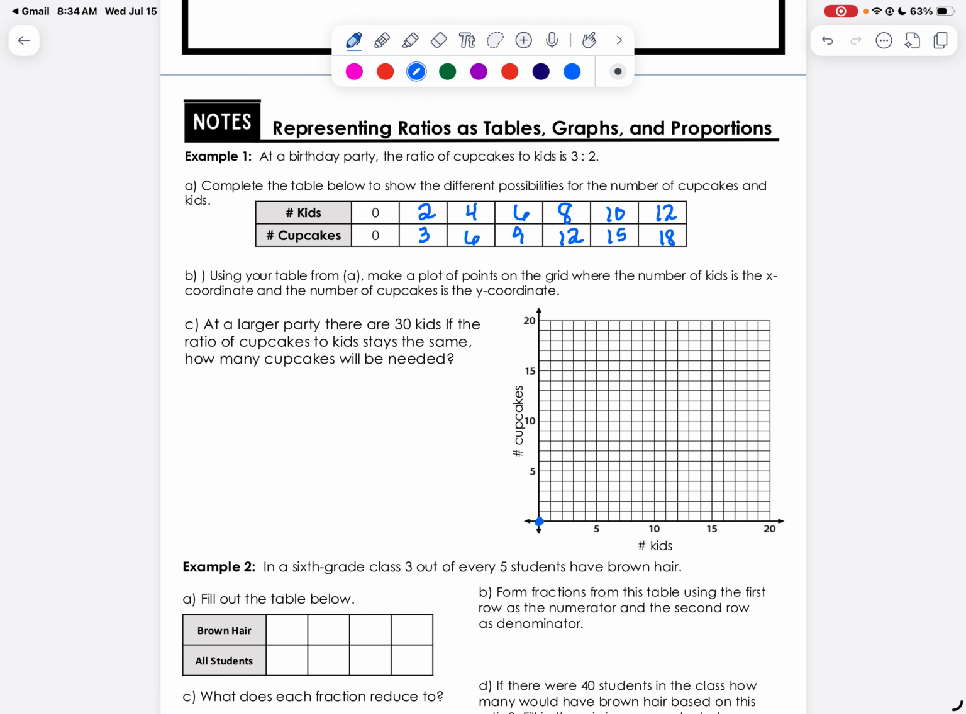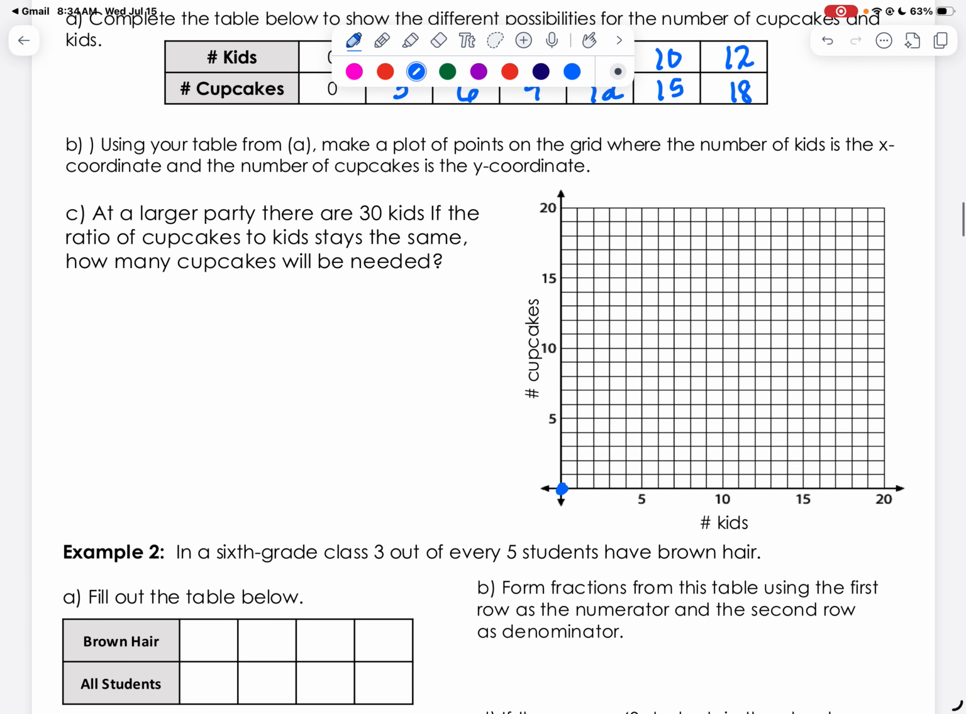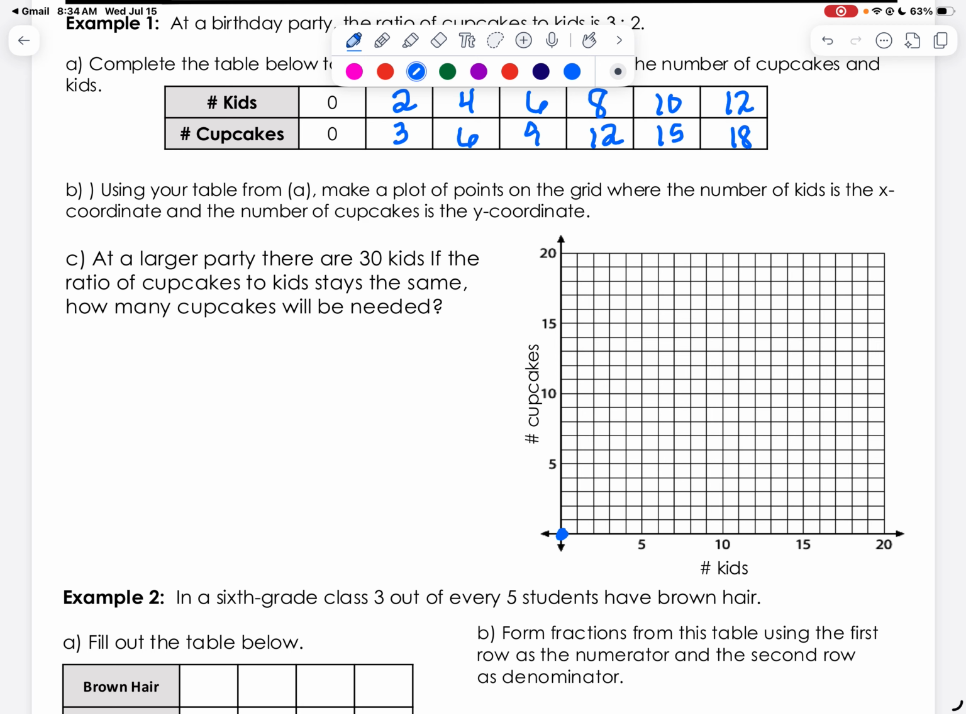So on our graph here, number of kids is plotted on the x-axis, and number of cupcakes is plotted on the y-axis. Now, our graph is going 5, 10, 15, 20, but I want you to notice that the smaller tick marks would be scaled by 1. So 1, 2, 3, 4, and so on. So even though the graph is scaled by ones, they did not write out every single number.